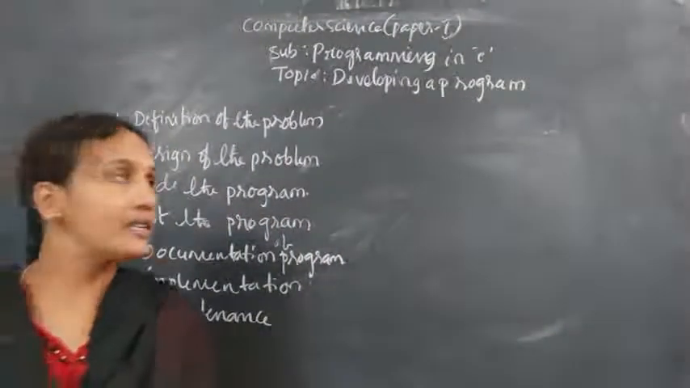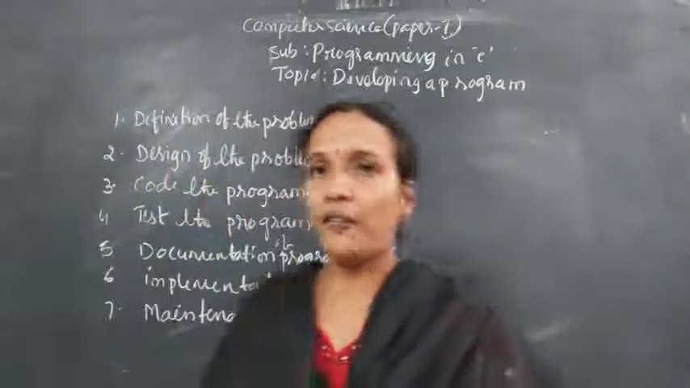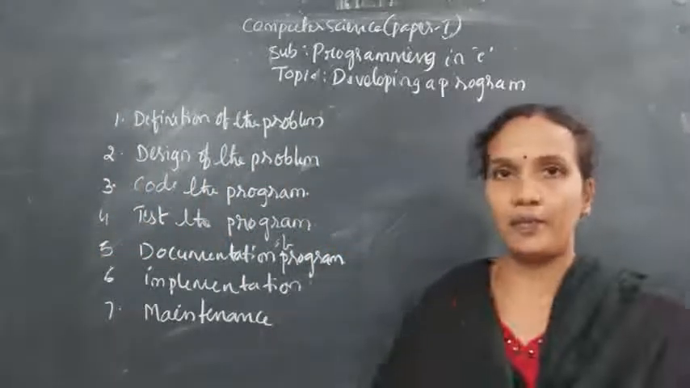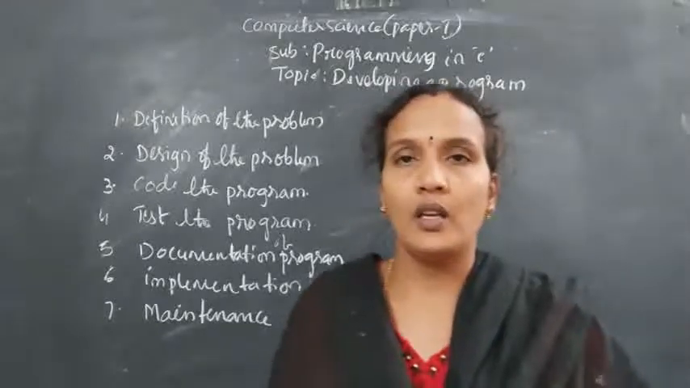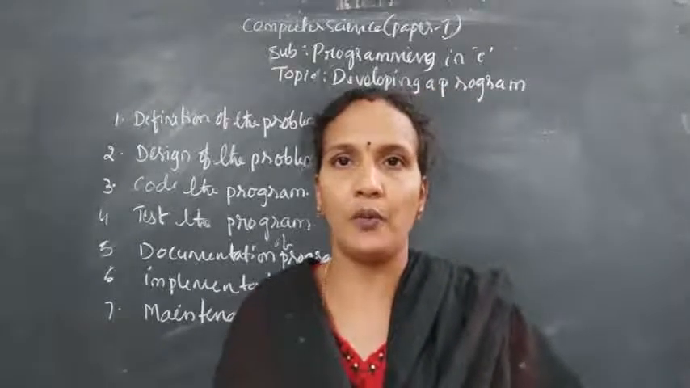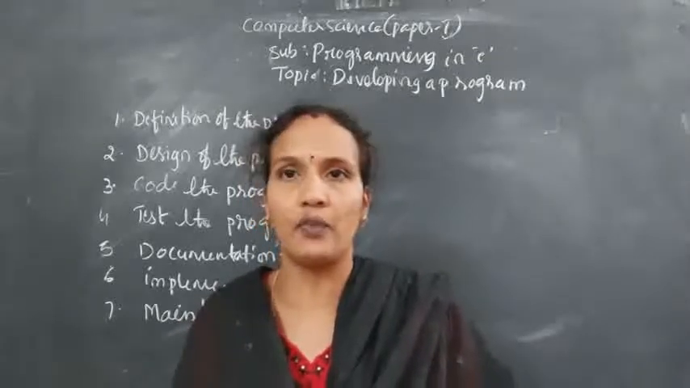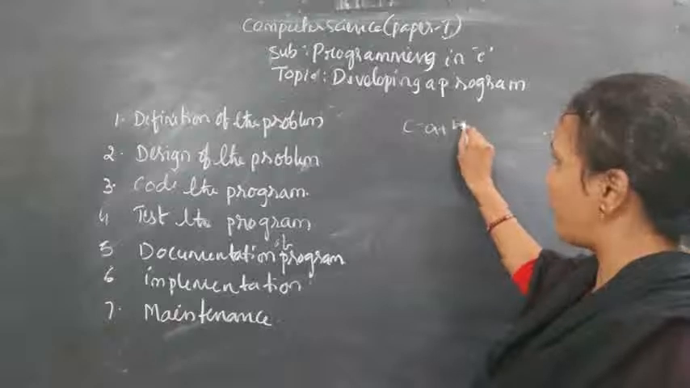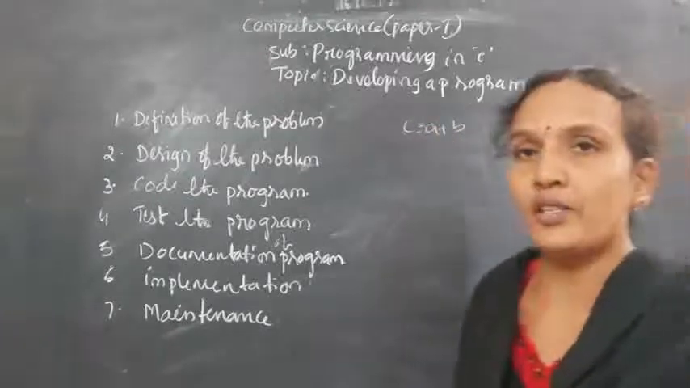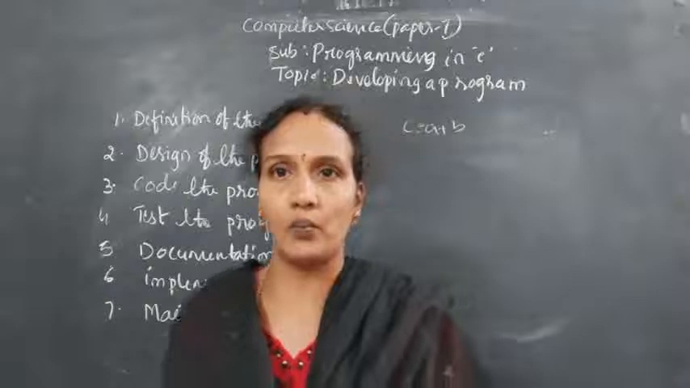Now, here we will discuss each and every point. Definition of the problem is the first step. Actually, what is the definition of the problem? When you are writing a program, for a specific purpose we will write the program. Example, I want to write a program for calculating sum of 2 numbers. Then, C equals A plus B. This is the actual instruction, and it contains the expected output.